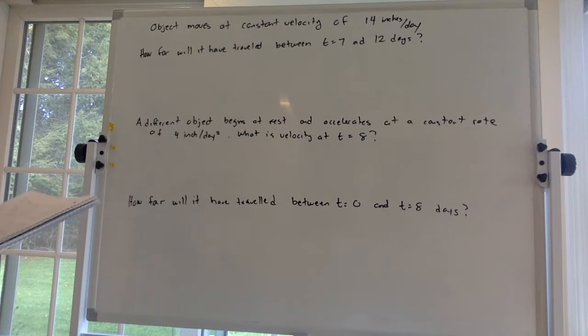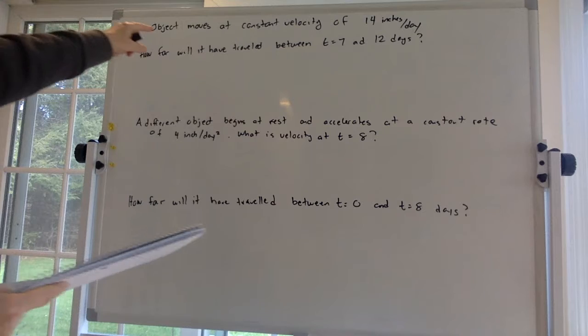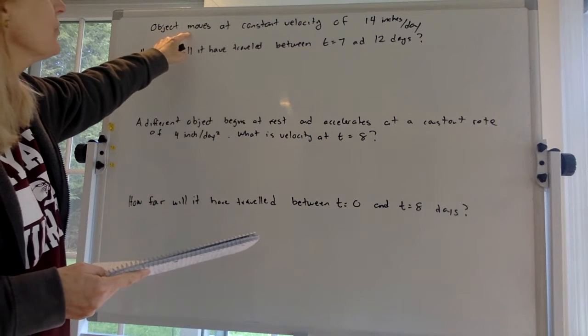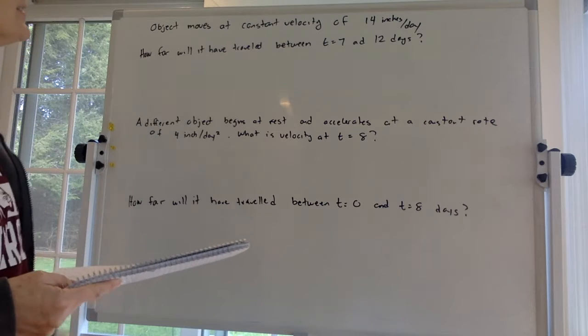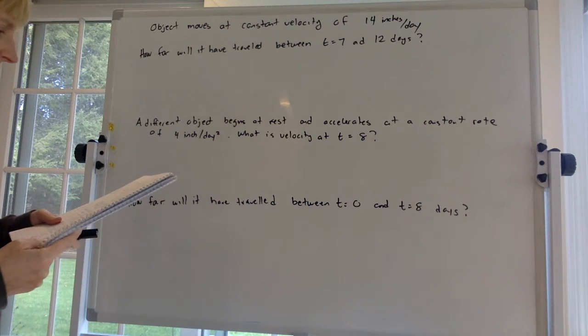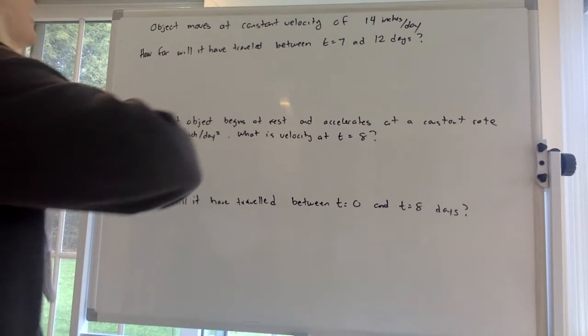Hi everybody, this problem has to do with velocity and distance and acceleration. So our first part of the question: an object moves at a constant velocity of 14 inches per day. How far will it have traveled between t is 7 and 12 days? So, how do we figure out distance given velocity?